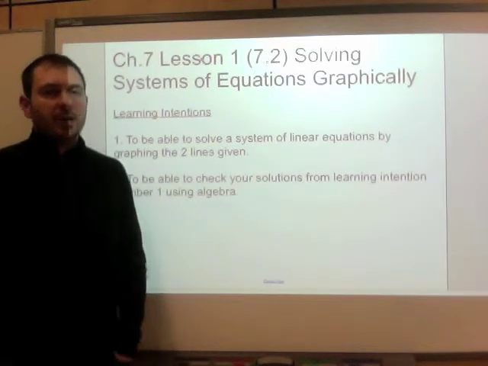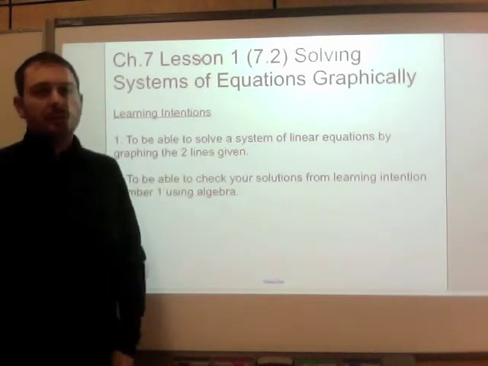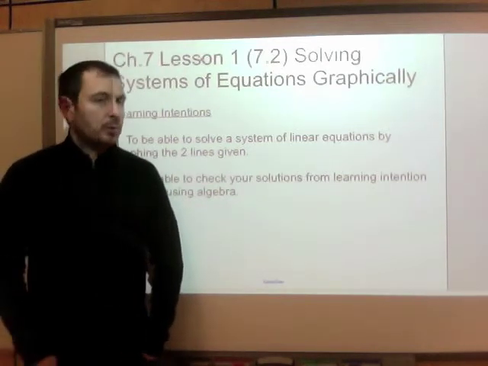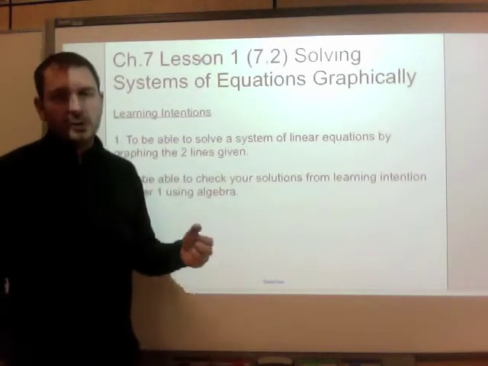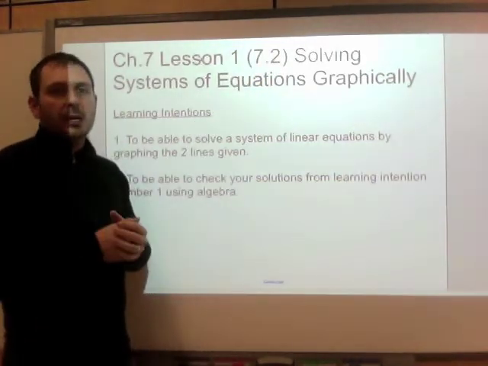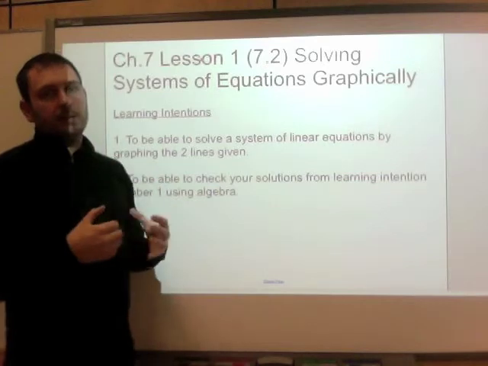Today's lesson is the start of Chapter 7. It's going to be our last chapter. And this is Lesson 1, but it comes from Section 7.2 in your book. What I'm going to do is we're going to work on some solving first, and then we're going to come back and look at Section 7.1, which is more about what is a system and things like that.